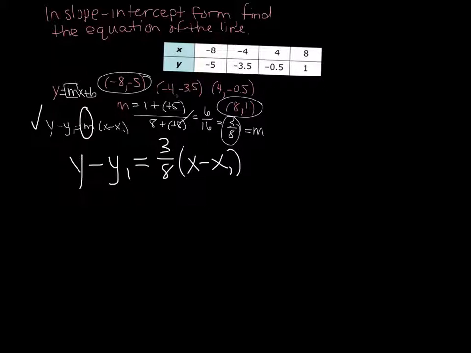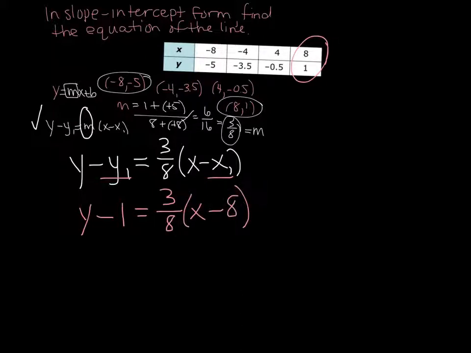Now I need to plug in a point for x1 and y1. That's simple. I'm just going to plug in any single point on my line. I'm going to plug in (8, 1), just because it's a whole number and that's just the one I want to choose. You could choose any other point if you would like. So I'm going to plug in 1 for y1, and I'm going to plug in 8 for x1. I'm just going to simplify.